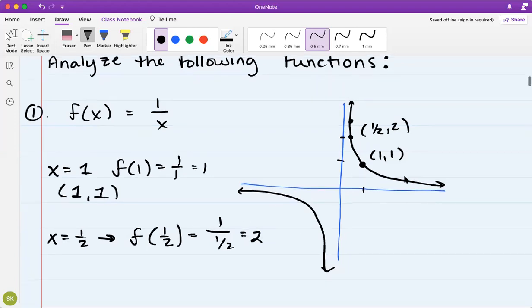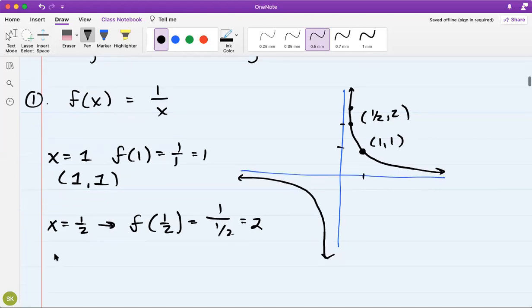Also, if I plug something really big in, so let's say I let x equal 2, if I plug that into my function, I'm going to get 1/2. So I go to 2 and then halfway up. So this is (2, 1/2). And if you plug anything bigger than 2 in there, so if you plug in 4, you'll get a 4th, and so on. So this part of the graph is getting closer and closer to the line y equal to 0.